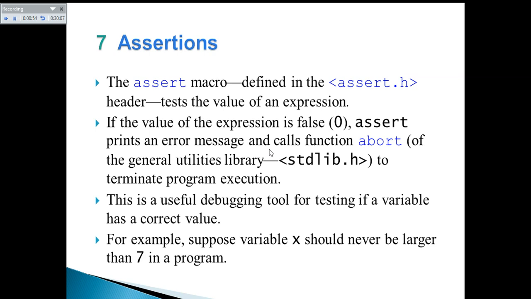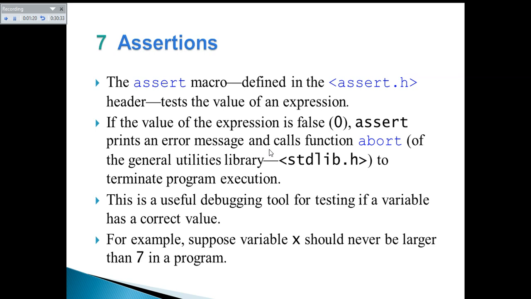The assert macro is defined in the assert.h header file, and it tests the value of an expression. It is basically used for testing the values of expressions. If the value of the expression is false, assert prints an error message and calls the function abort. This abort function is defined in the standard general utilities library, stdlib.h.